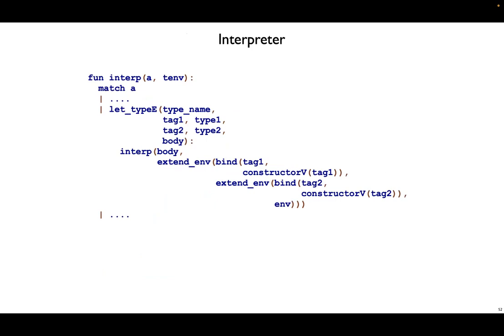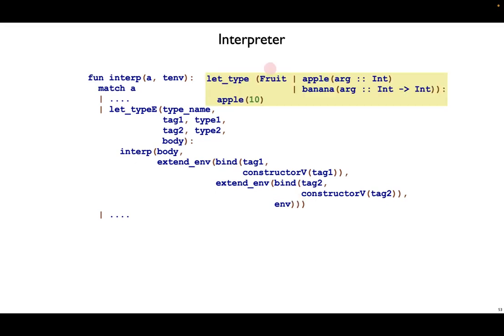For interp, we can start with let type. In this case, it's fairly straightforward. The real action in a let type e is to interpret the body. But before we can interpret the body, we need to extend the environment for the 2 tags that we define as the 2 variants. And each one of these tags should point to a constructor v. So that's exactly what happens down below. Tag 1 is a constructor v for tag 1. Tag 2 points to a constructor v for tag 2.